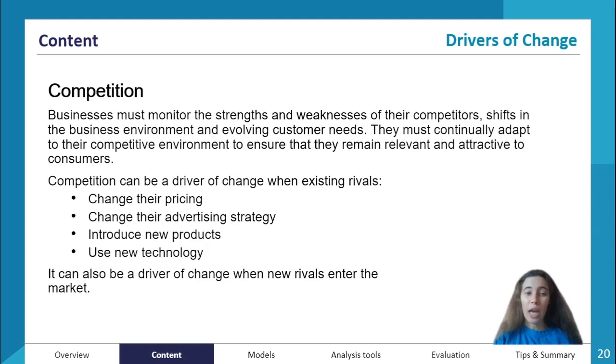Competition is another driver of change. So businesses need to monitor strengths and weaknesses in terms of their competitors and shifts in the business environment and all of the evolving customer needs that we've spoken a little bit about already. And then the business needs to continually adapt to those things as well. So it's definitely important to do the monitoring so you're aware of what's happening in the market, what competitors you have, and what strategies you can implement to stay up to date with them. Then it's also important that the business is going to adapt to make sure it stays on par and even ahead of competitors as well.